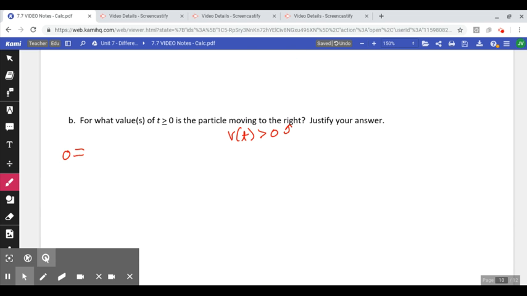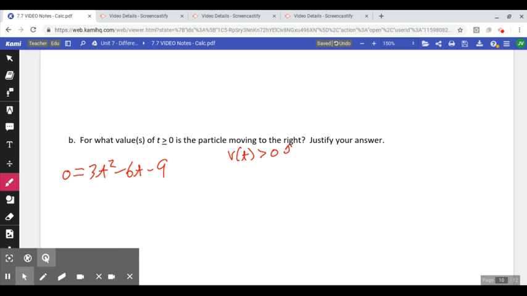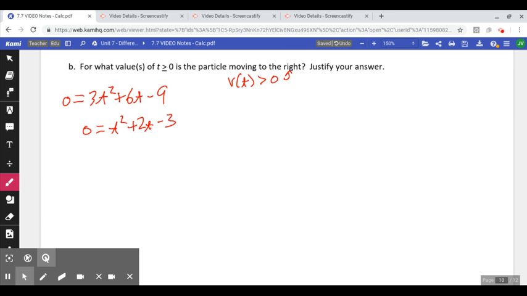And we've got 3t squared plus 6t minus 9. That's going to help out a little bit. We're going to divide everything by 3 here, folks. So 0 divided by 3 is, well, still 0. We will wind up with t squared plus 2t minus 3. That'll just ease your pain a little bit as you try to find the zeros for this particular one.